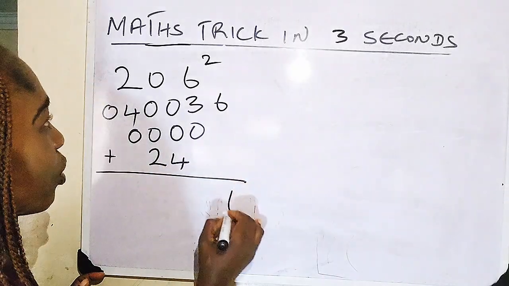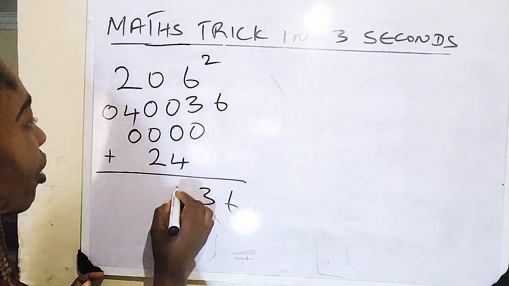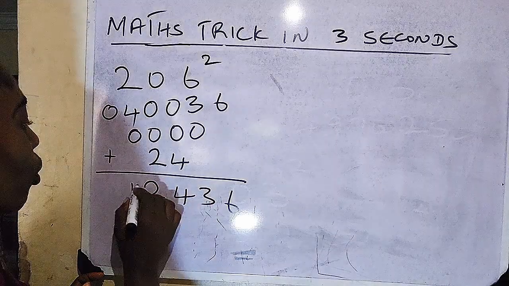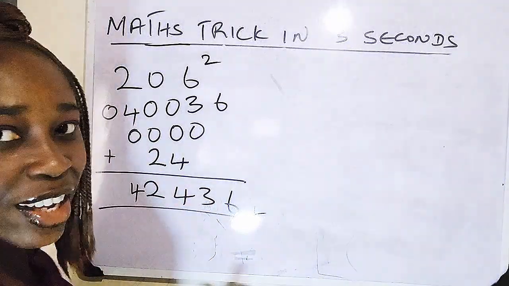Then we add it together. We have here 3 4 2 4. So this is the answer.